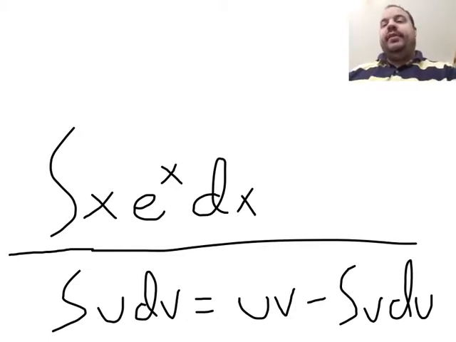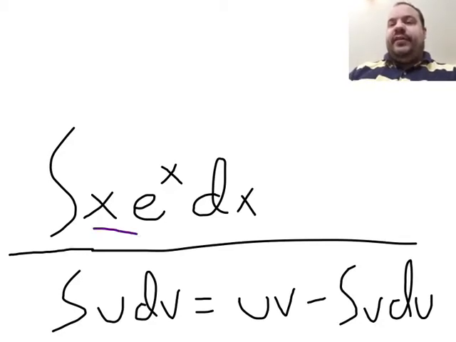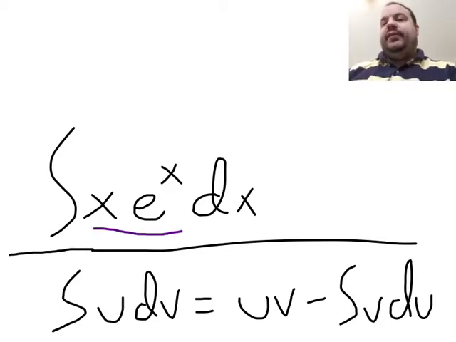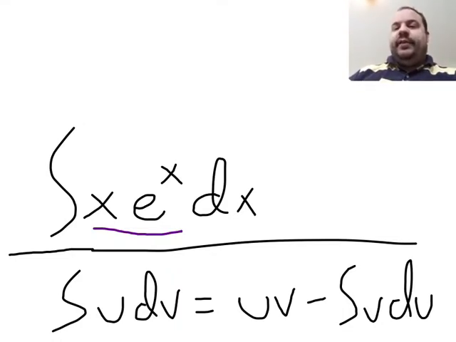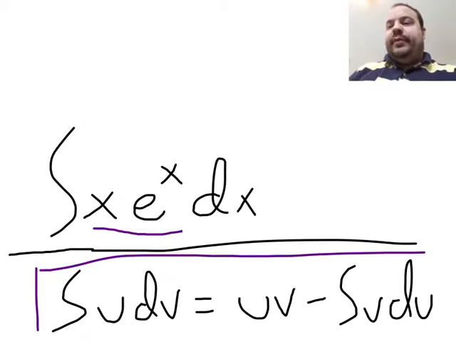The product rule was for products for derivatives. So when we see products here, we're going to try this technique that's inspired by the product rule. My original problem is the integral of x times e to the x dx. I do have a product in my integrand, and I'm going to use this formula here at the bottom. This is the formula for integration by parts.